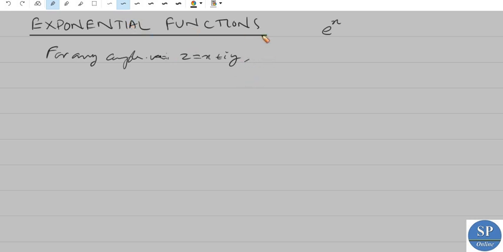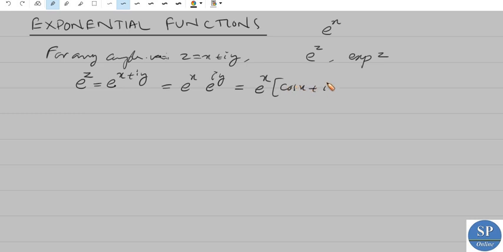The exponential function is denoted by e power z or exponential of z, and it is defined by e power z is equal to e power x plus iy, which is equal to e power x into e power iy, which is e power x into cos y plus i sin y. So this is the definition of exponential function in complex variable z.